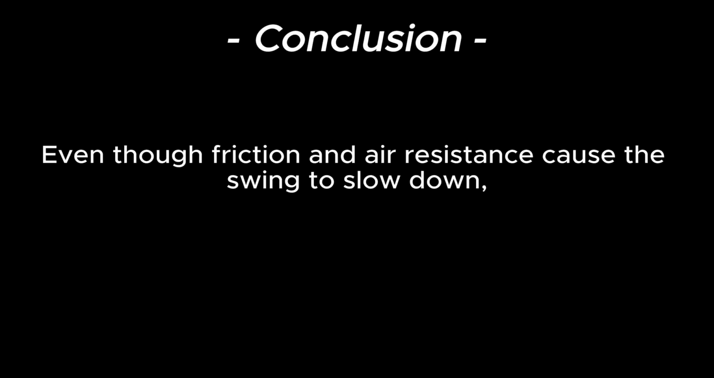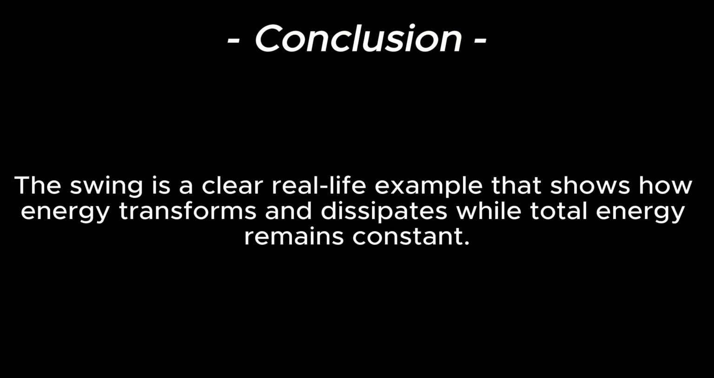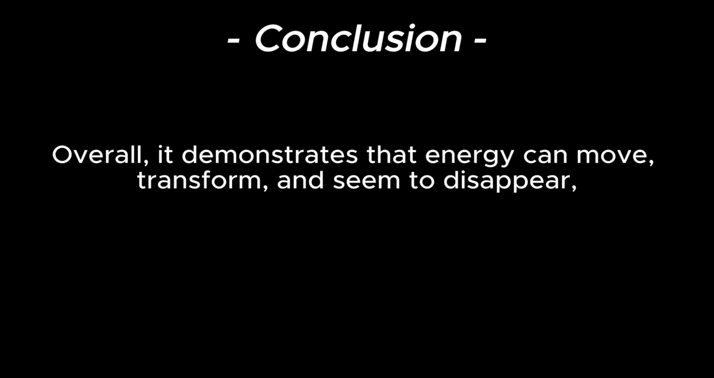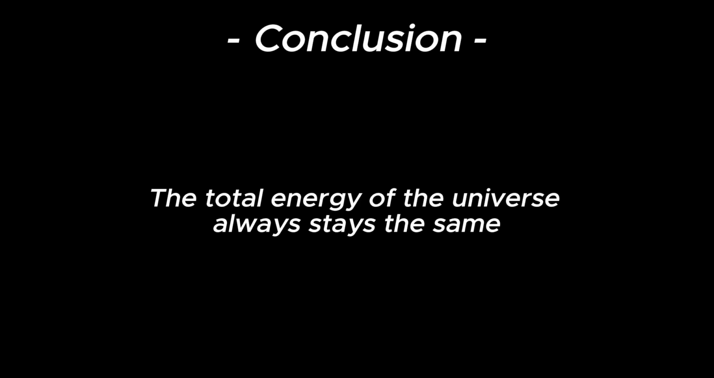Even though friction and air resistance cause the swing to slow down, this lost energy is not destroyed, it simply transfers to the environment. The swing is a clear real-life example that shows how energy transforms and dissipates while total energy remains constant. Overall, it demonstrates that energy can move, transform, and seem to disappear, yet according to the law of conservation of energy, the total energy of the universe always stays the same.